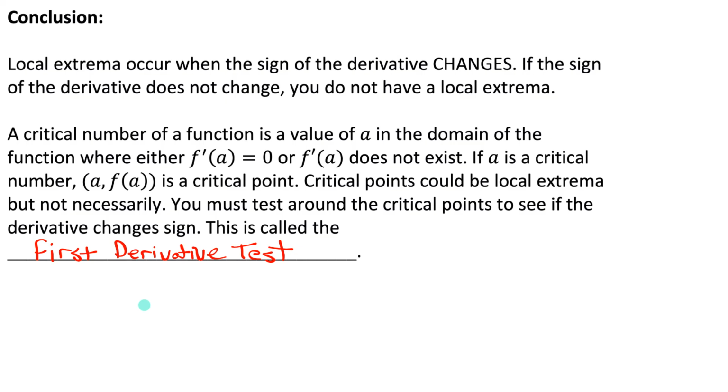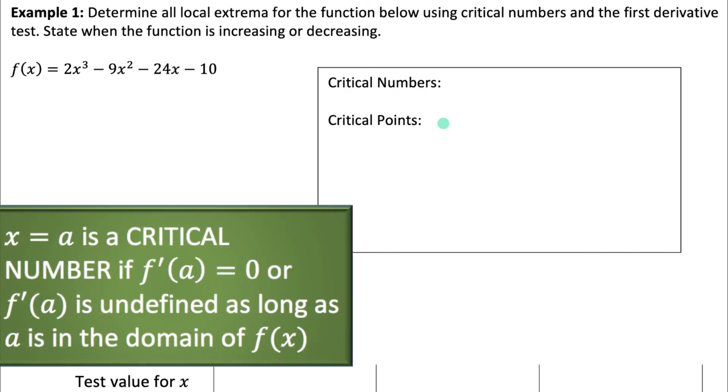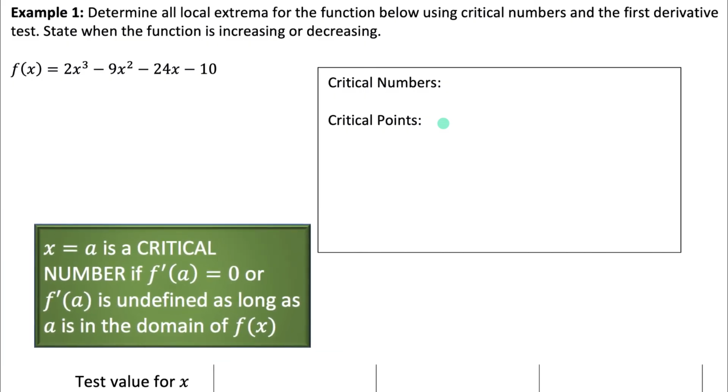And in the next example, we'll be applying the first derivative test to check and see if critical points are local max or min points. Example 1 says, determine all local extrema for the function below using critical numbers and the first derivative test. It also asks us to state when the function is increasing or decreasing. So you have to remember that a critical number is an x value of the function that's in its domain that would make its derivative be either 0 or undefined.